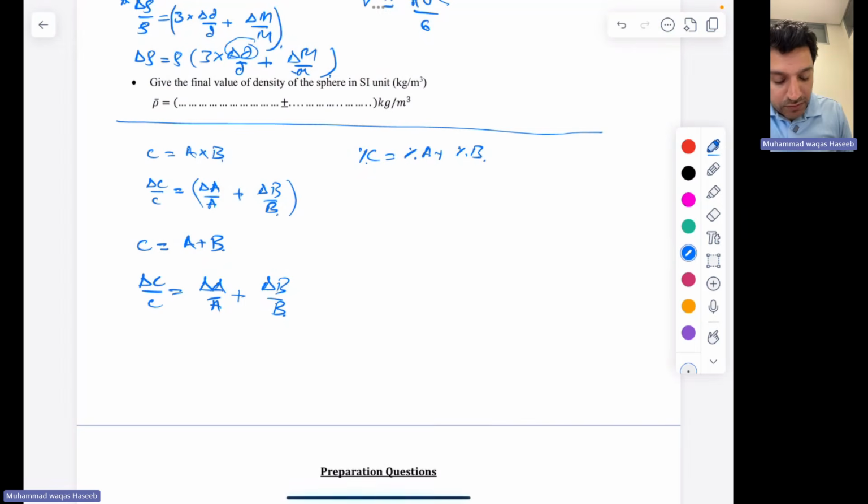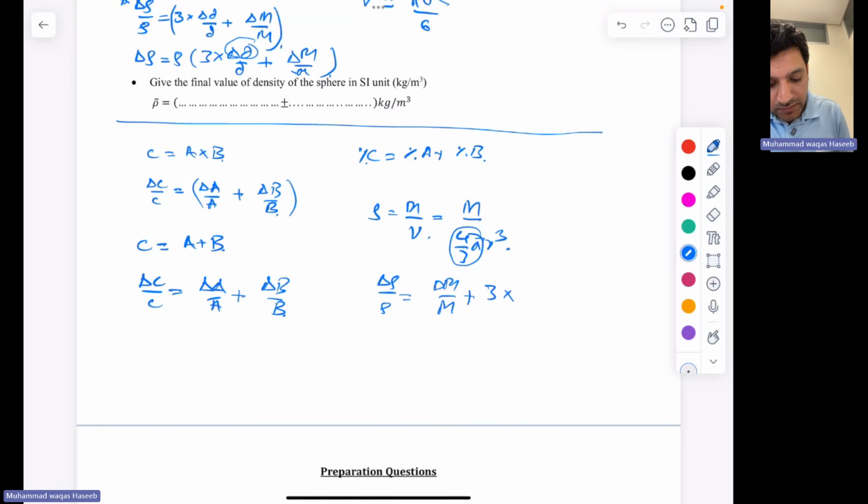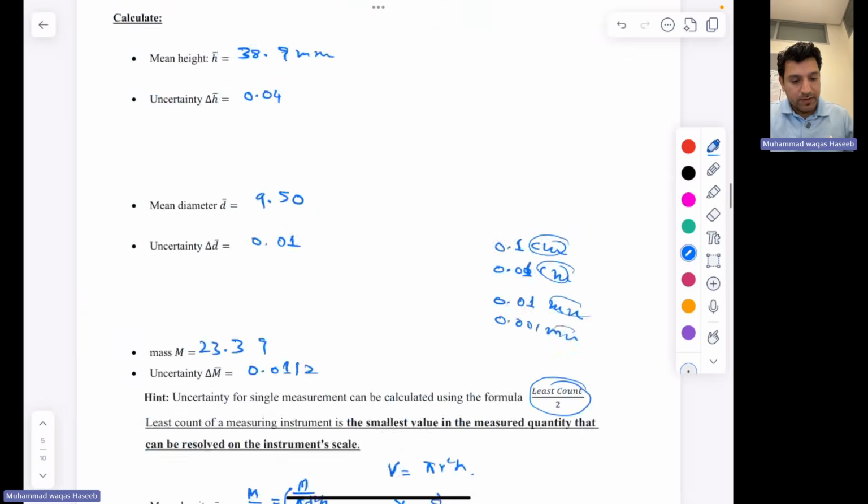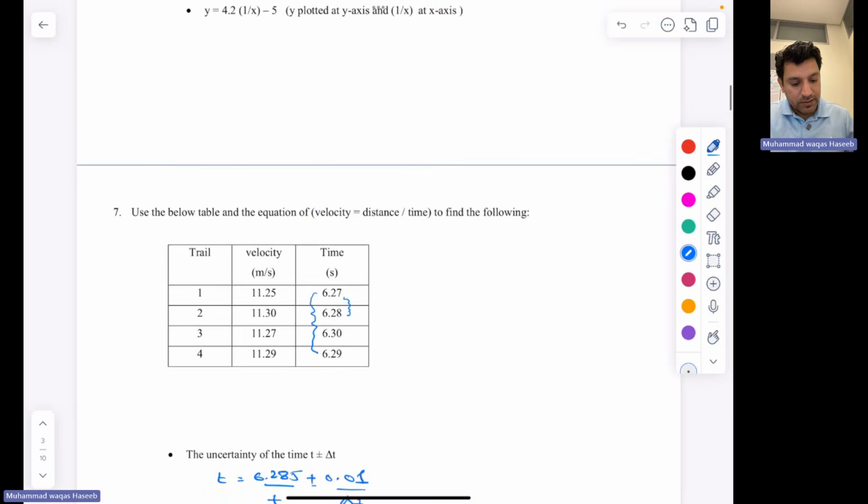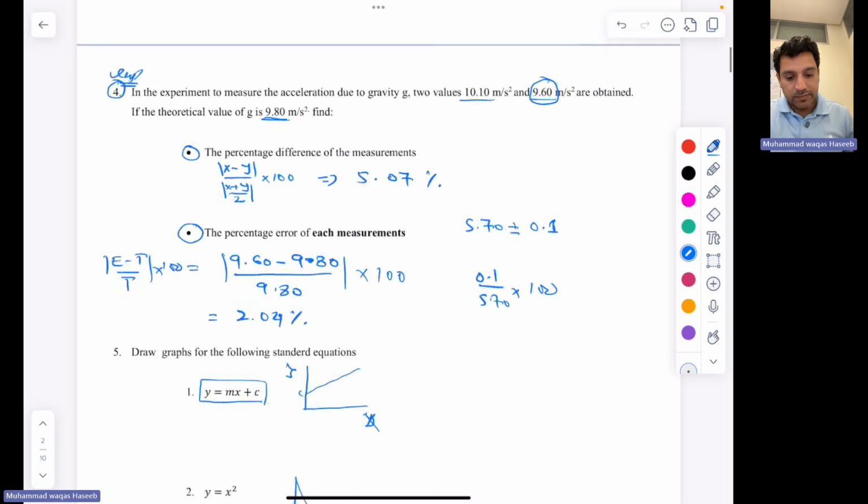So in the case of the volume, density is mass per unit volume. And if the volume is given for the sphere, which is 4 over 3 pi r cubed, these are constants. This is not included in the uncertainty calculation. So delta rho over rho is delta m over m plus 3 times delta r over r. So whatever you calculate, these are the rules that will be helpful to you. So you can find the values like this.